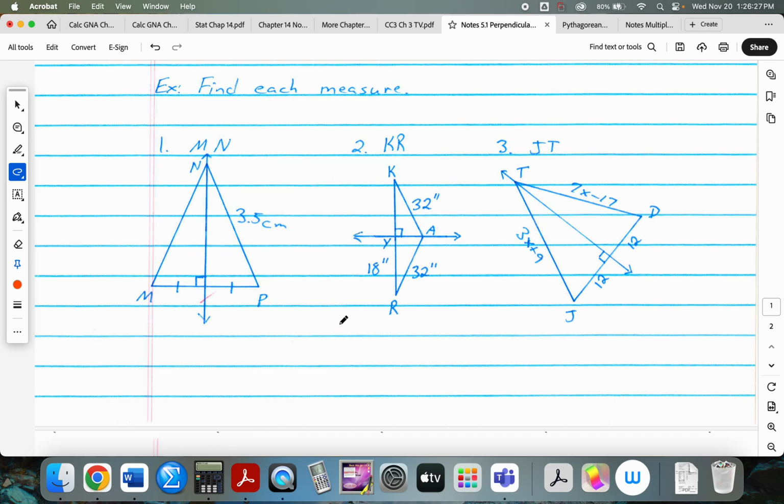All right. So here, if we're trying to find the length of MN, well, this segment that goes through N that's perpendicular to MP is a perpendicular bisector. So N is equidistant from M and P. So that's 3.5 centimeters.